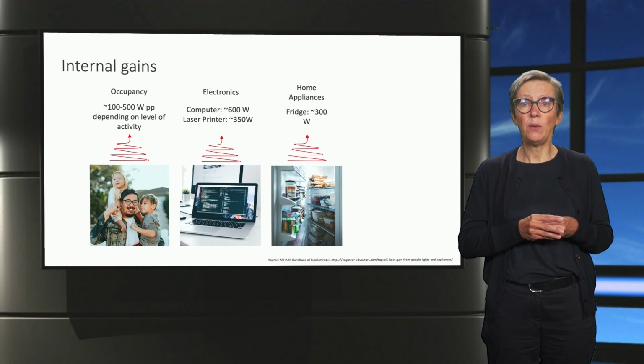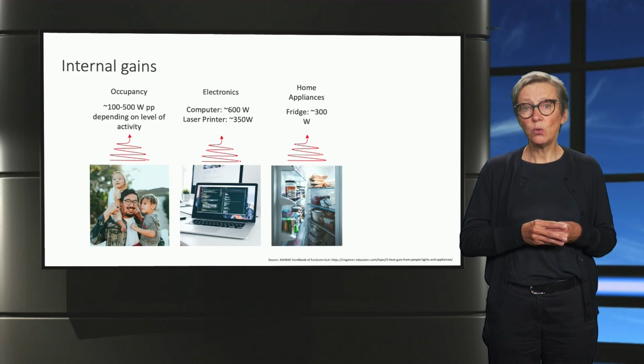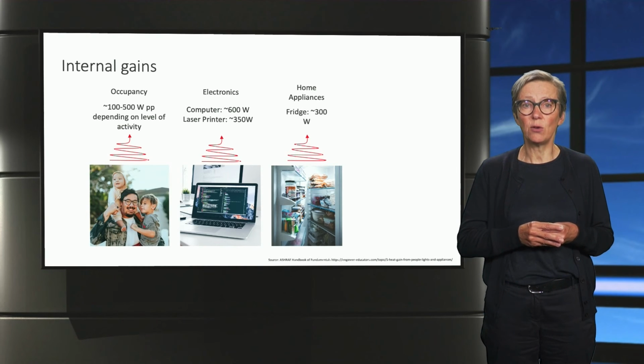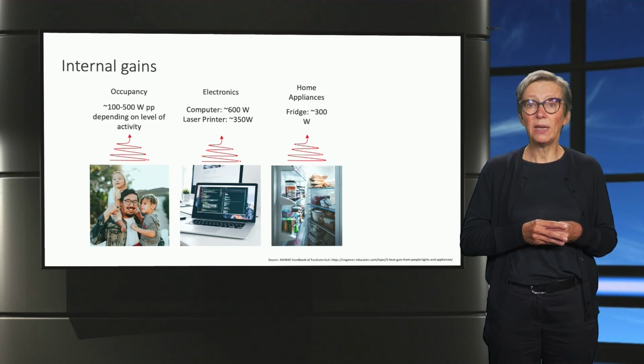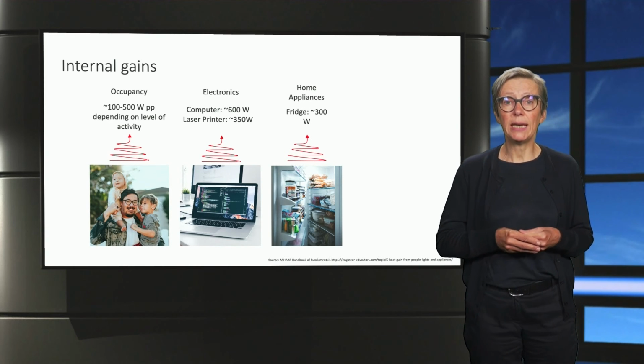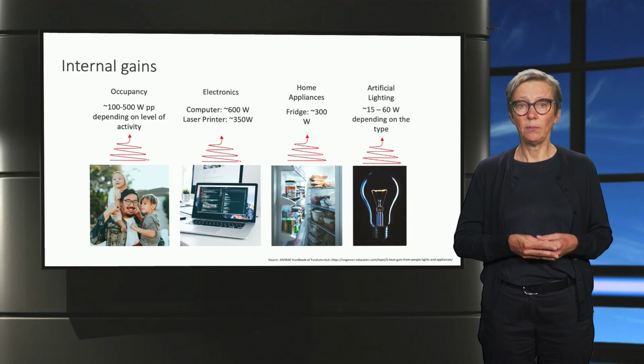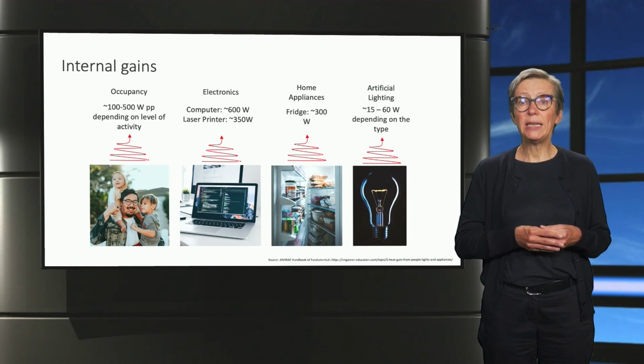Next, electronics and appliances contribute to internal heat gains. You might have noticed that the refrigerator's ventilator on the back produces warm air and that your laptop becomes warm after using it intensively. These are internal heat gains that enter the room and affect the indoor temperature. Finally, internal heat gains result from artificial lighting in a building. The amount of heat produced depends on the type of lighting and the number of hours it is illuminating the room.